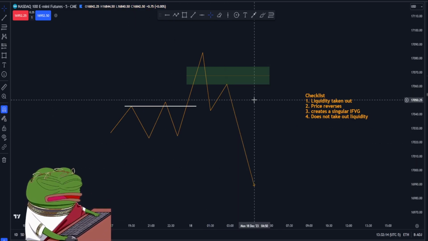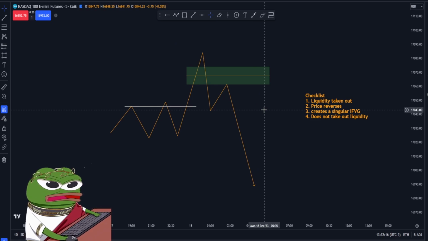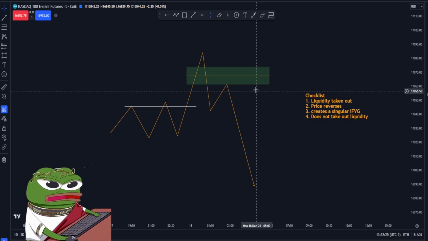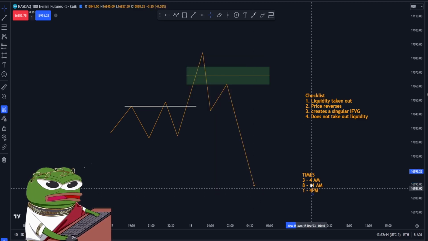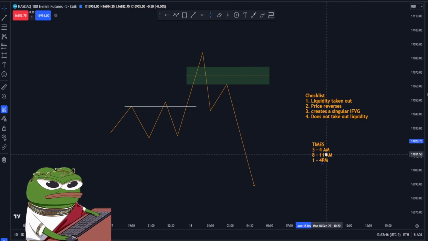Now you do not want to trade this strategy at every possible time, okay? There is a reason why my streams are London Open, New York Open, because those are the most important times, okay? So these times you want to trade this strategy. So from 3 to 4 a.m., from 8 to 11 a.m., and from 1 p.m. until the market close. It's very simple. Those are the only times you want to trade this.